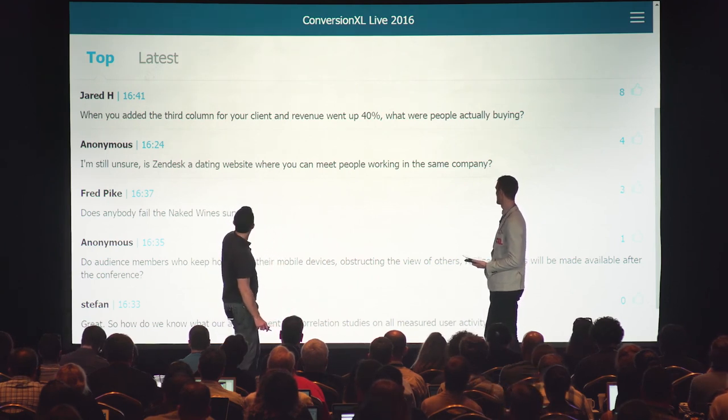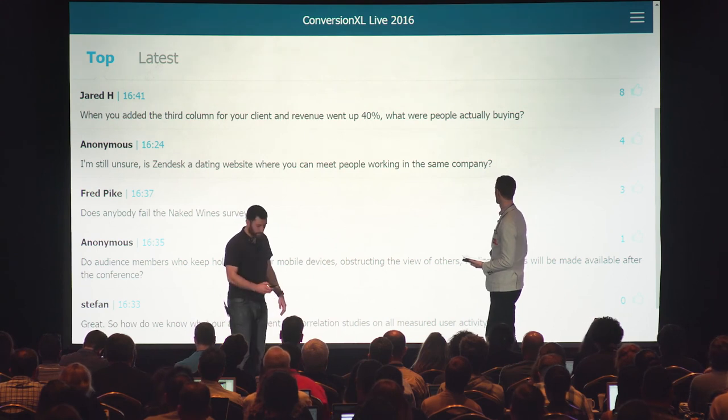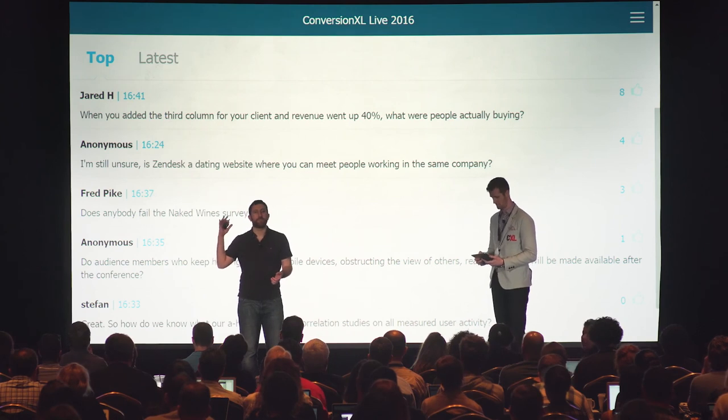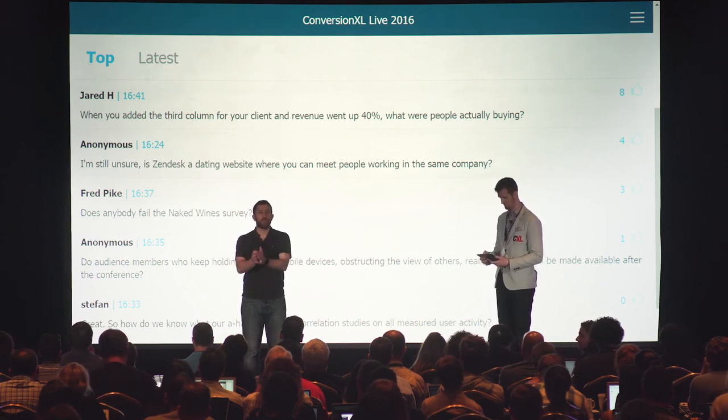All right, and let's take the last one. When you added the third column for your client and revenue went up 40%, what were people actually buying? They were buying a more expensive plan. So they weren't necessarily buying the higher plan, they were buying the middle option.